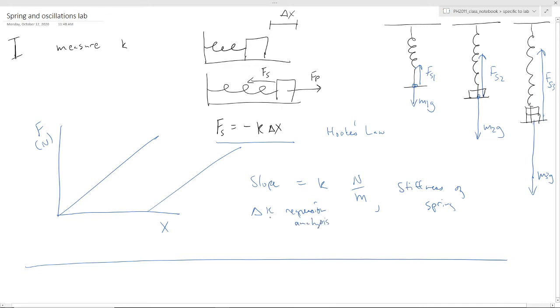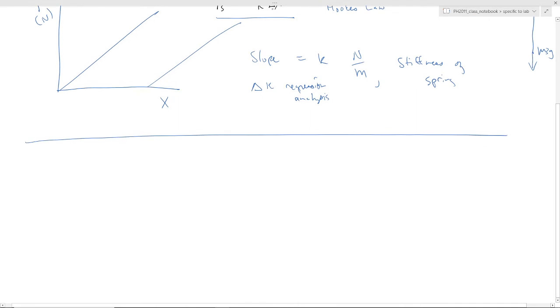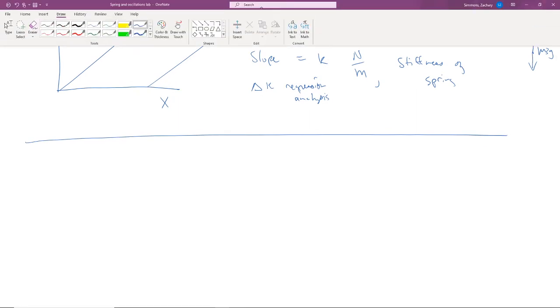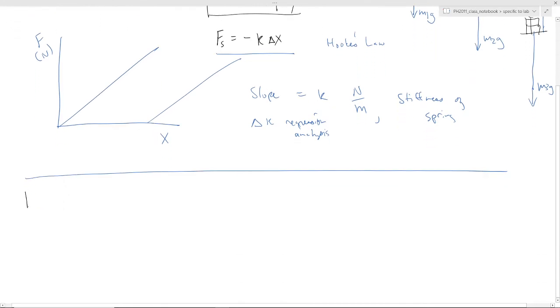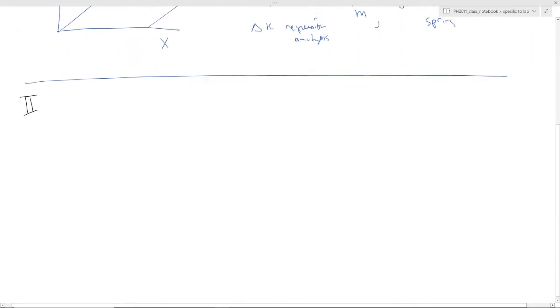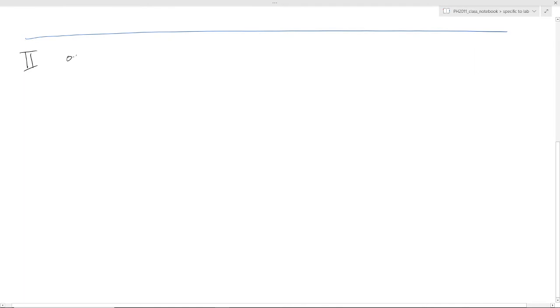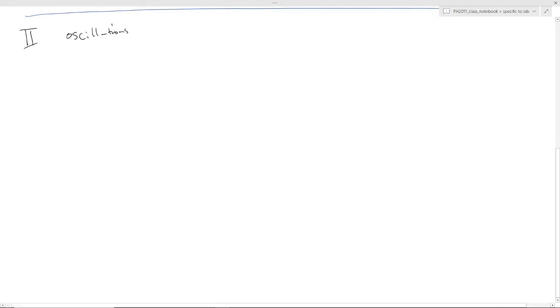Okay. So the second part of this lab, we're going to look at oscillations. The first part was just manually measuring K by looking at a stretched spring. The second part is to consider oscillations. So what you're going to do is set the system in motion with different amounts of mass and see how it behaves. Before we look at that, let's take a second and talk about the math.